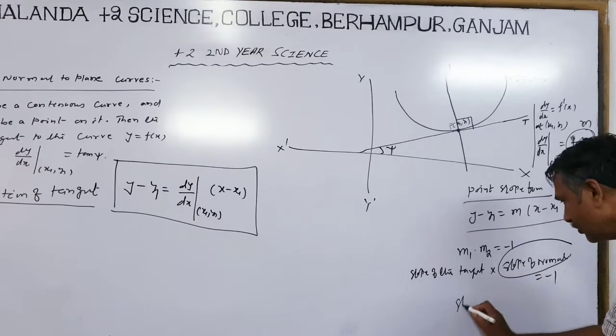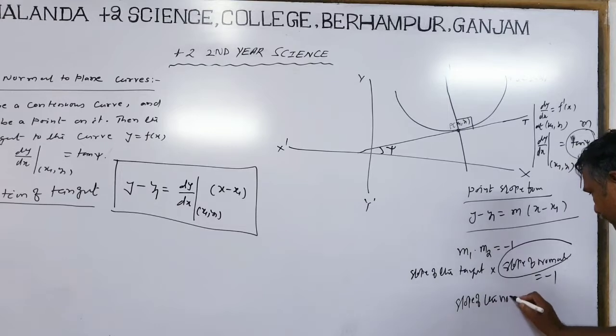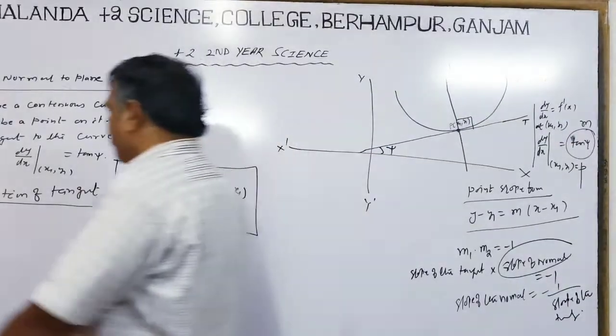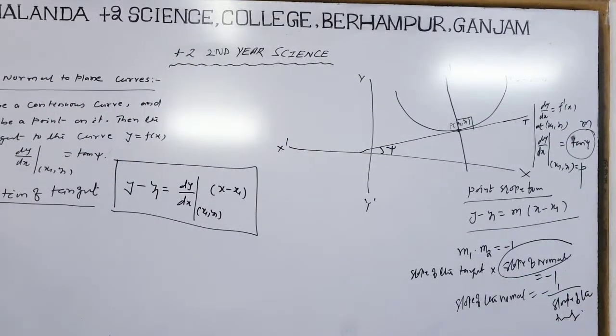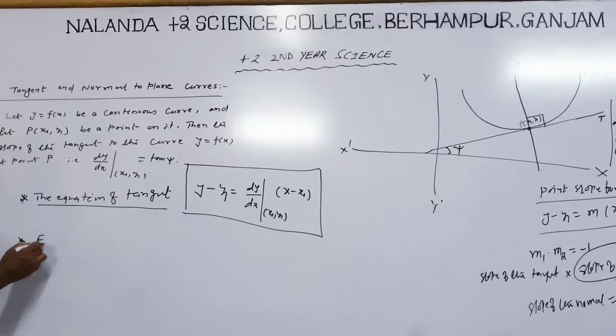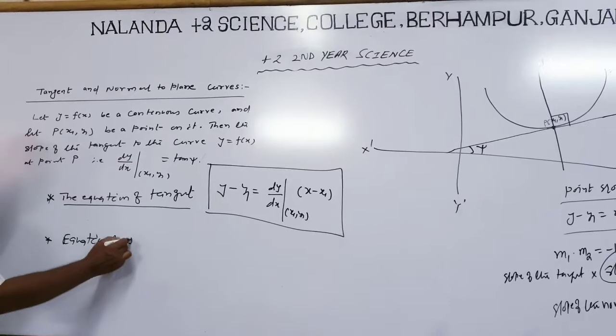Slope of the normal equal to minus 1 by slope of the tangent. Okay, so therefore this is the first one, find the equation of tangent, and second one, the equation of normal.